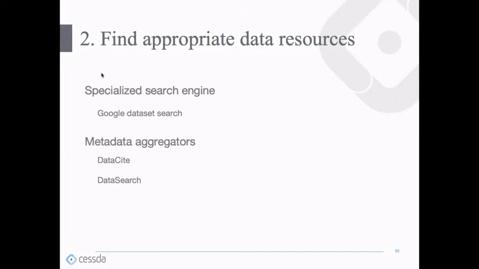Apart from the Google dataset search, there are so-called metadata aggregators like DataCite and DataSearch. DataCite gathers metadata for each digital object identifier, so-called DOI, assigned to a dataset. The disadvantage is that you will not discover datasets with a different kind of persistent identifier. DataSearch is another aggregator, which is administered by the publishing company Elsevier.